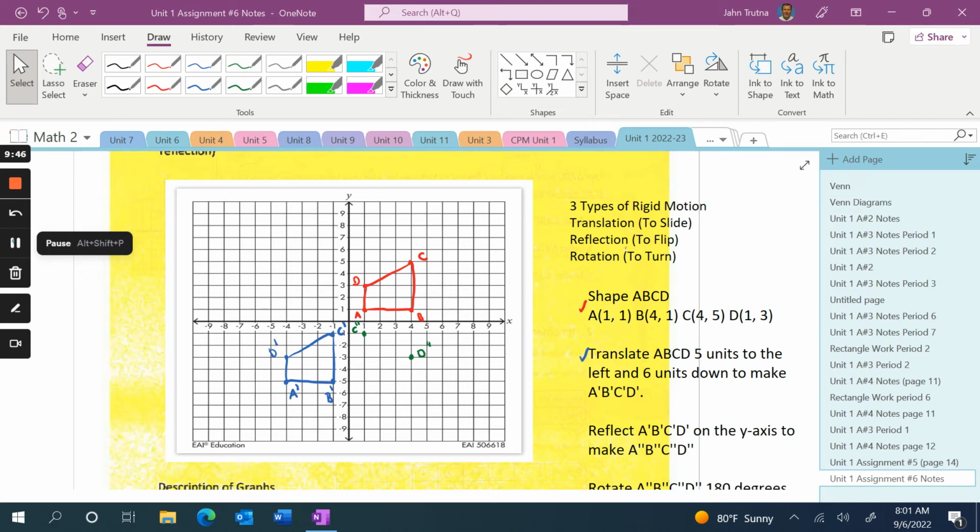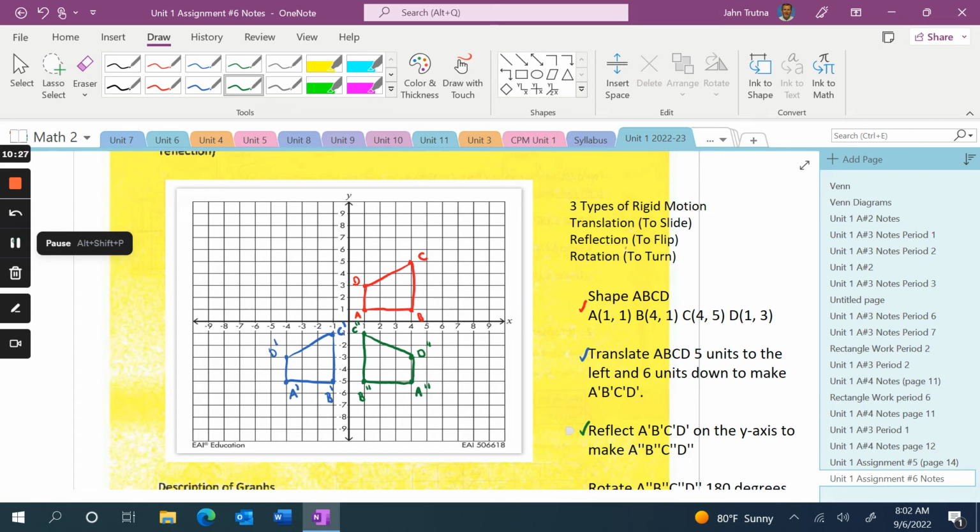Now we're going to take B prime, and when we reflect it over the y-axis, B prime, which has coordinates of -1, -5, will become positive 1, negative 5, and we're going to label that as B double prime. A prime, which has coordinates of negative 4, negative 5, when we reflect it over the y-axis, its coordinates are going to be positive 4, negative 5, and we're going to refer to that as A double prime. Connect the points, A double prime to B double prime to C double prime to D double prime and back to A double prime.